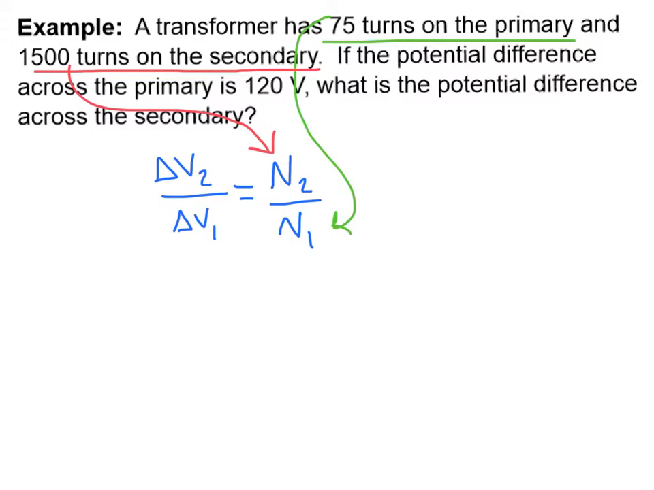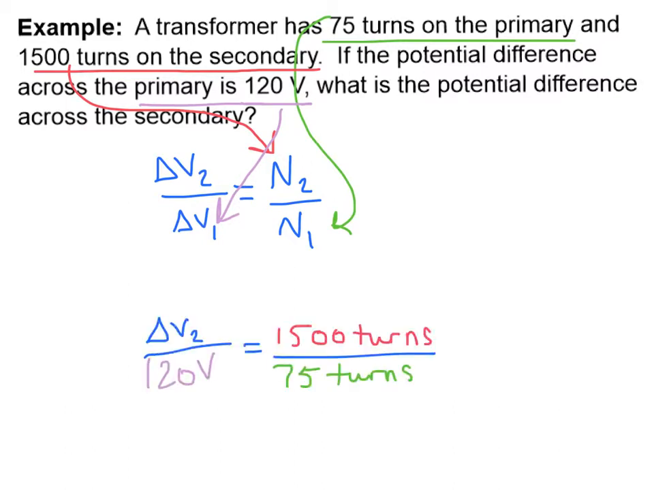The potential difference is 120 volts across the primary. That would be V1. So when I put all those numbers in, I can now solve for my potential difference across the secondary circuit, and that is going to be 2,400 volts.